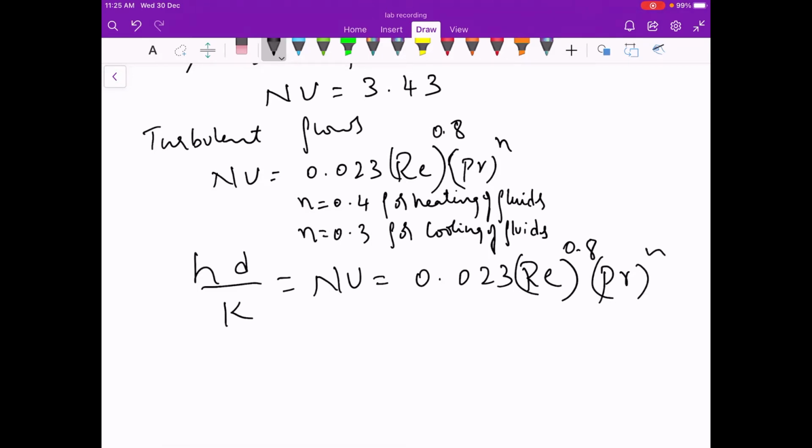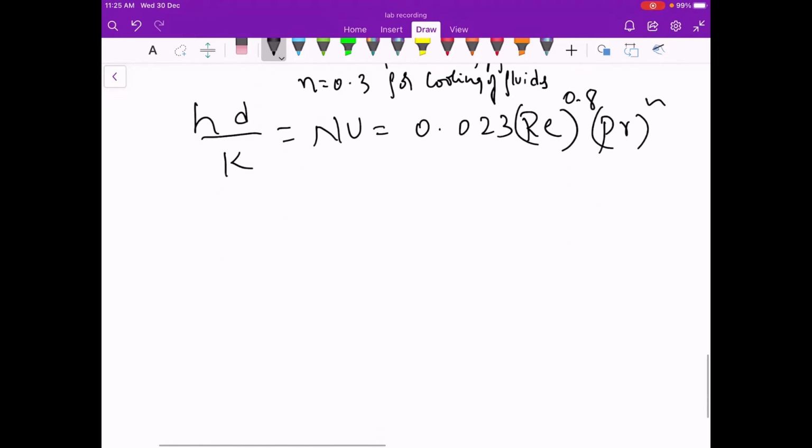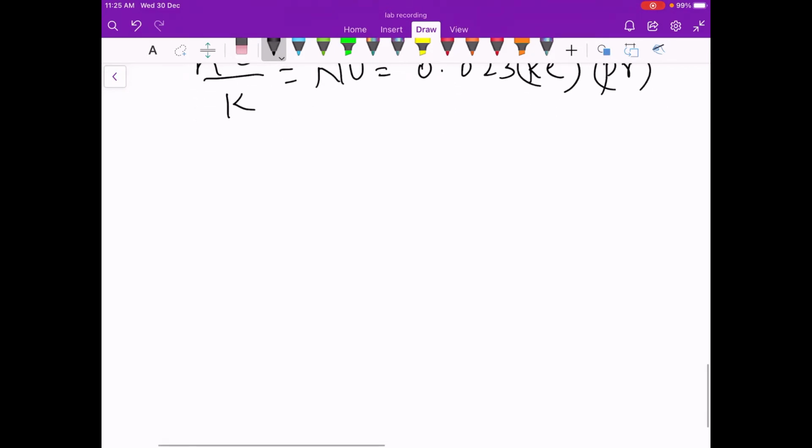So like this, we will be calculating if it is a turbulent flow and finding out the heat transfer coefficient. So this is pretty much theory that you need to know, how you calculate. So basically this is the theoretical part, whatever I explained. So coming to the experimental setup, let me just give you a brief overview of it.